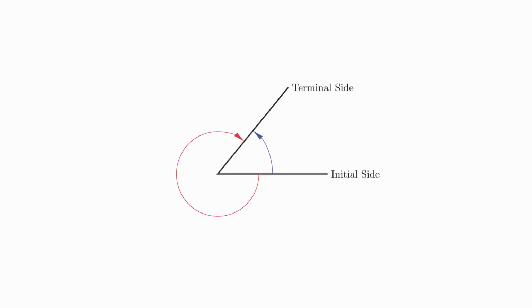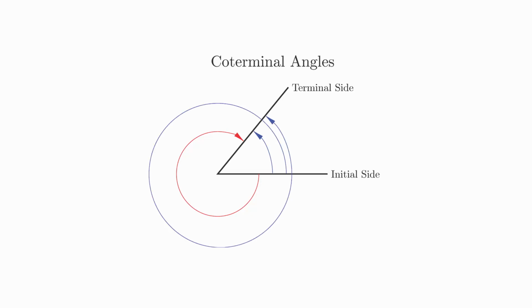You might notice that there are multiple ways to measure an angle. For example, this angle can be measured in either the positive or negative direction. When two angles start from the same initial side and end at the same terminal side, we say that we have coterminal angles. In fact, any angle has an infinite number of ways to measure it, as we can wind our way around the angle as many times as we want and in either direction.